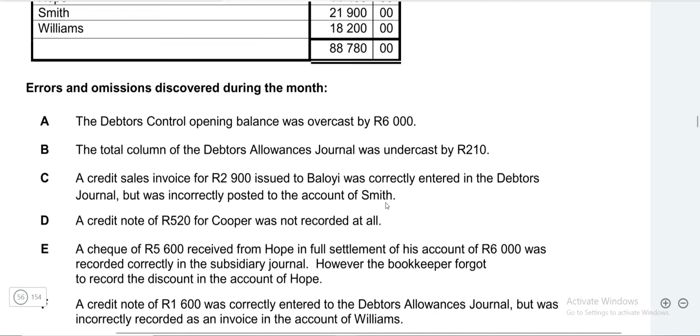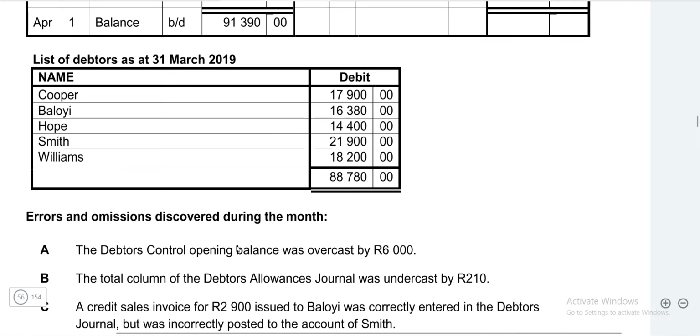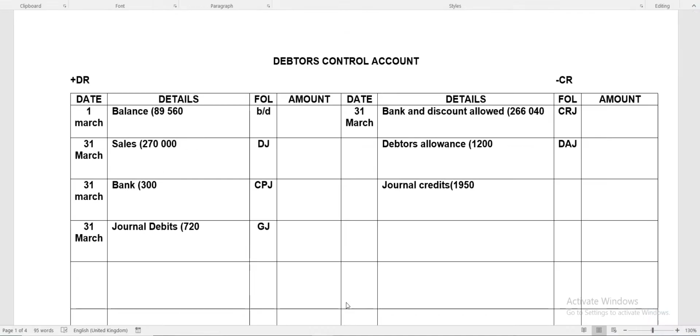So now here they're saying that the debtors control opening balance was overcasted by 6,000. So meaning that it was actually made to be more by 6,000. So remember, I said if it is overcasted, it means that you must reduce it. So it will be a minus. Okay, so when we go to our answer book, we're going to say minus 6,000. So it must go down by 6,000. So we'd have that minus 6,000 here.